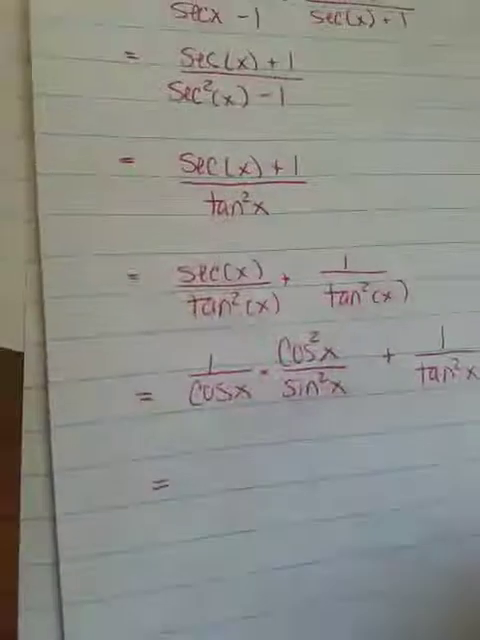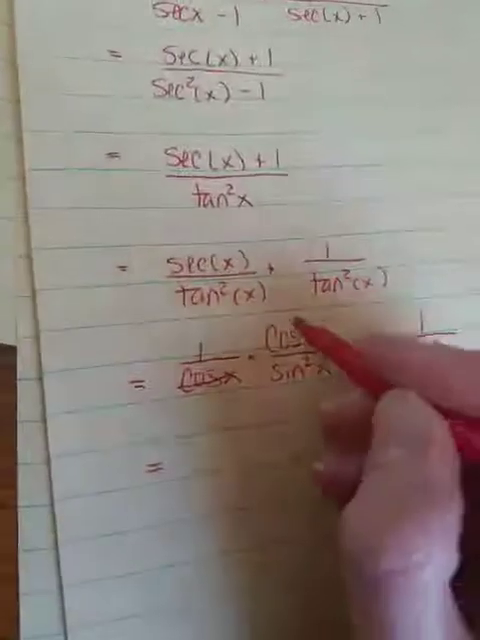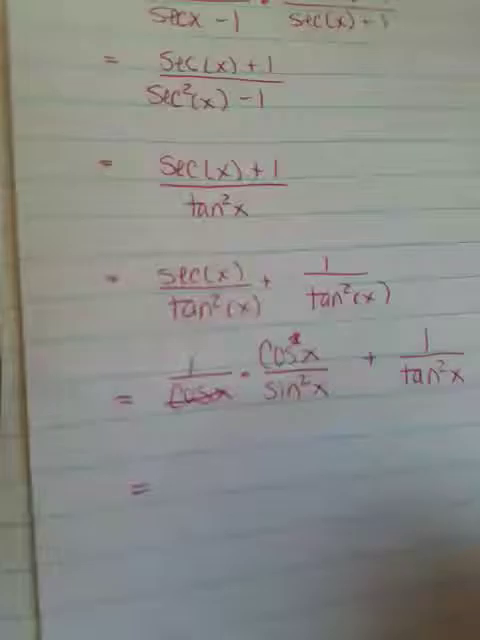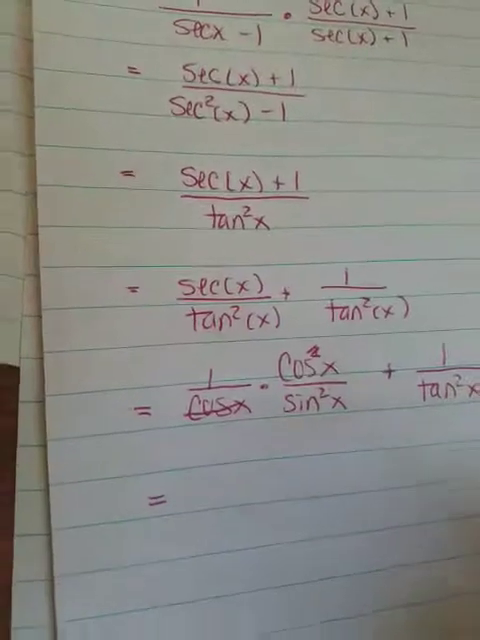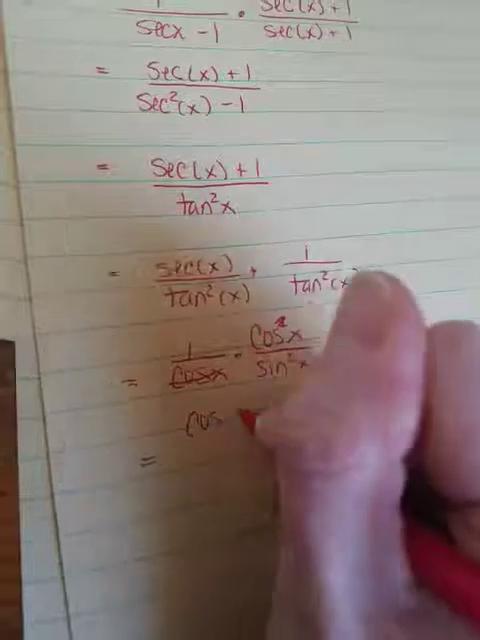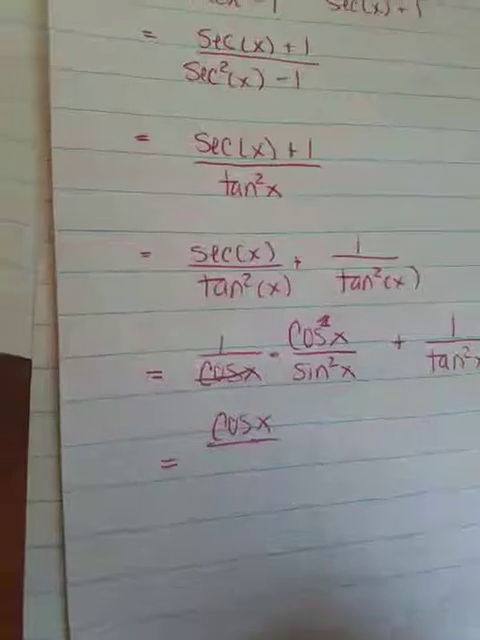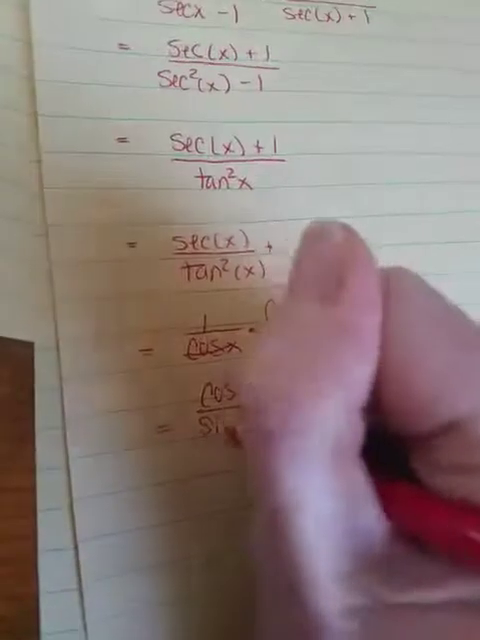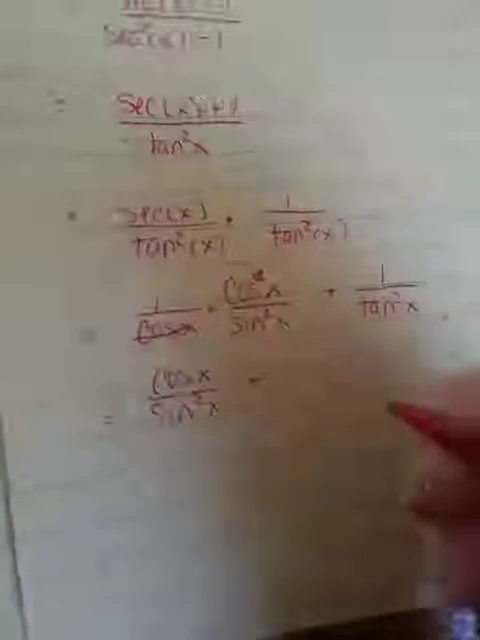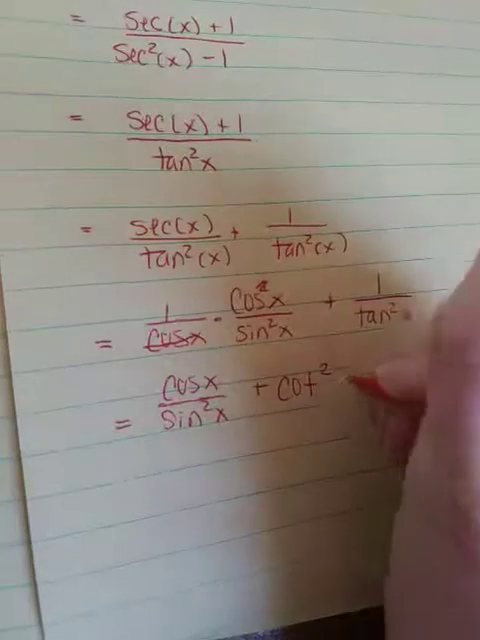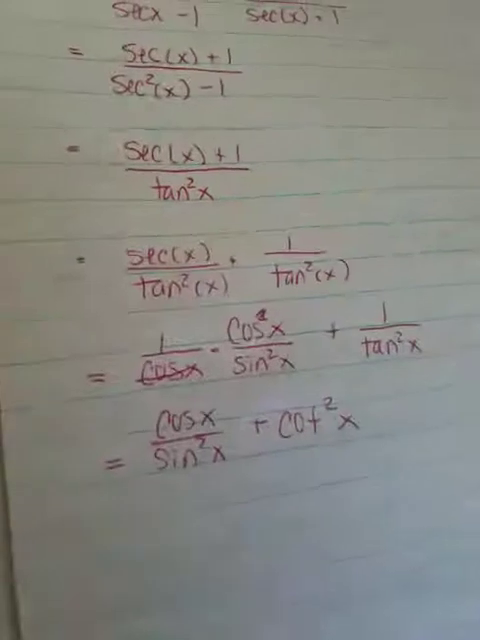So what happens with the cosine? It goes away, becomes just cosine of x. Again, there's other ways to do this. Cosine of x over sine squared of x, plus, well, what's 1 over tan squared of x? That's cotangent squared of x. Maybe you did that a while ago.